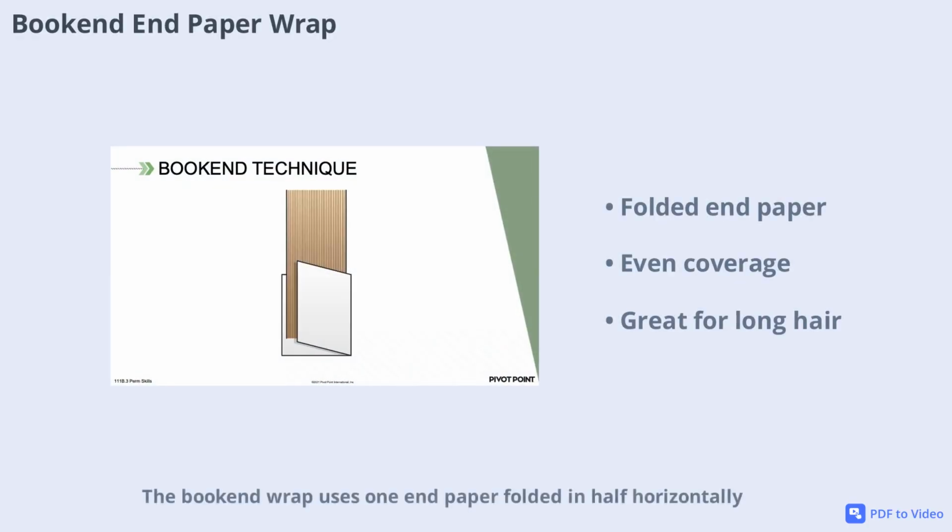The bookend wrap uses one end paper folded in half horizontally, ideal for larger end papers. This method provides even coverage and is especially useful for longer hair or when working with larger sections.